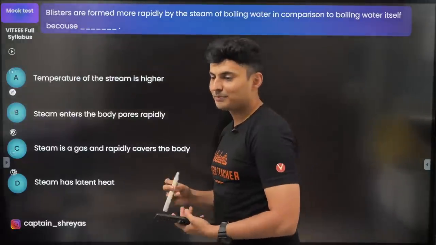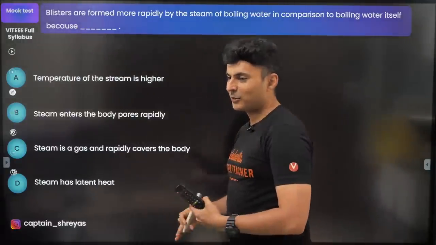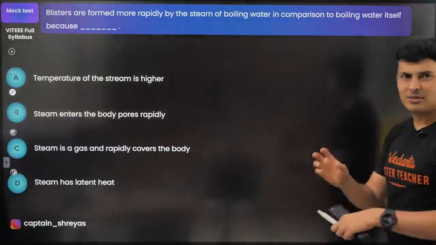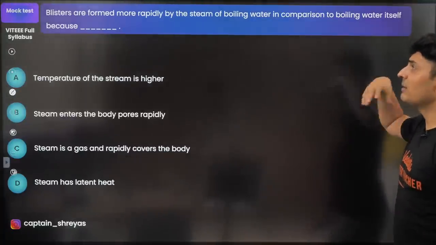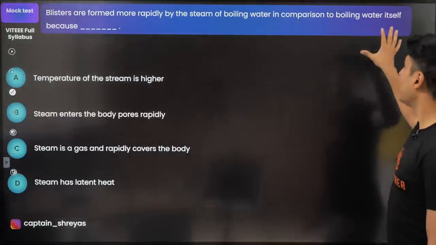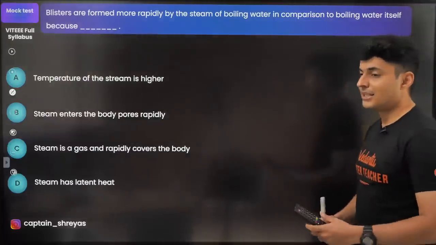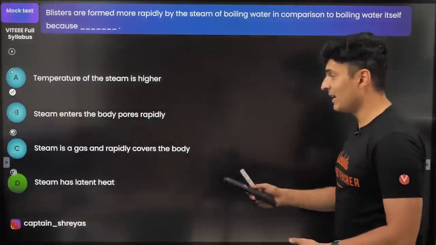Sohan says B. Vijay Kumar says D. What about others? Blisters means boils. Why do they form rapidly by steam of the boiling water as compared to boiling water itself? The answer for that is yes, steam has latent heat.